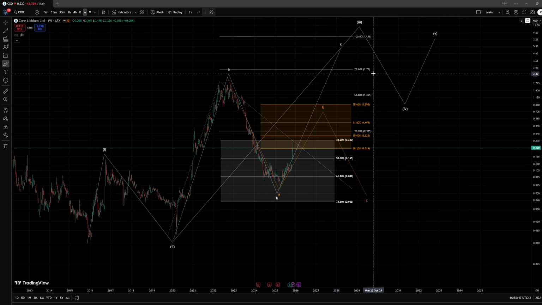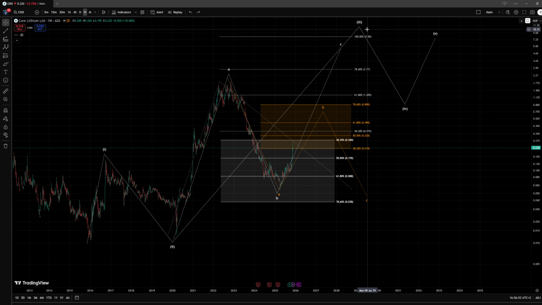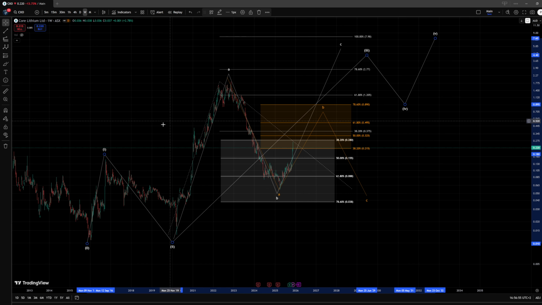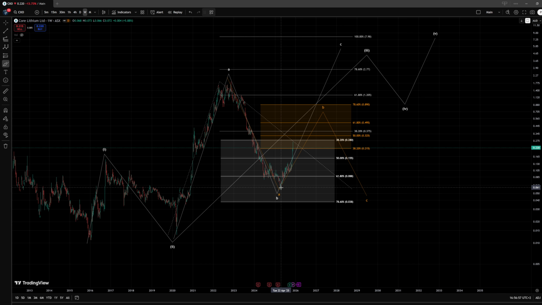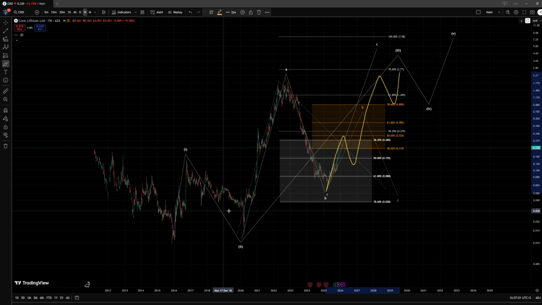I would ideally still like to see a higher high, get to maybe at least the 78.6% retracement, and we can consider here a third wave extension, but we need to see a 5-wave pattern to the upside, pushing to the upside and creating this larger wave 3.